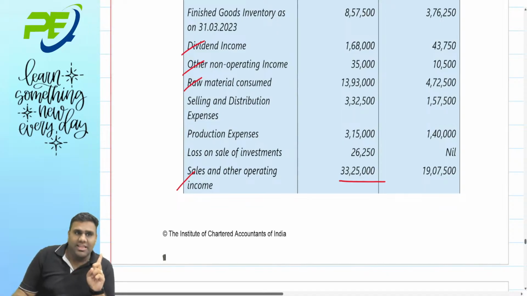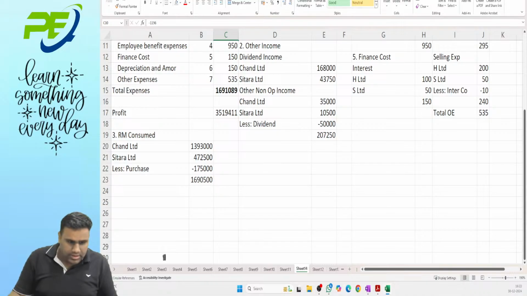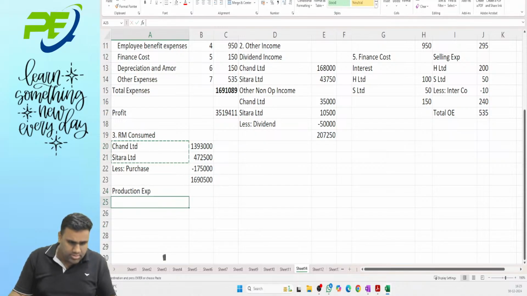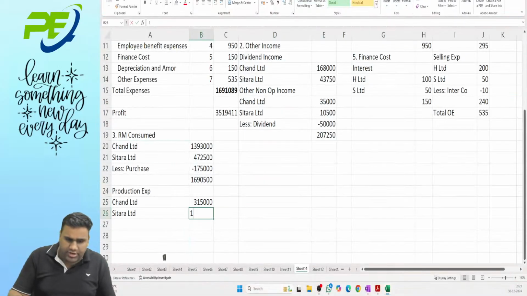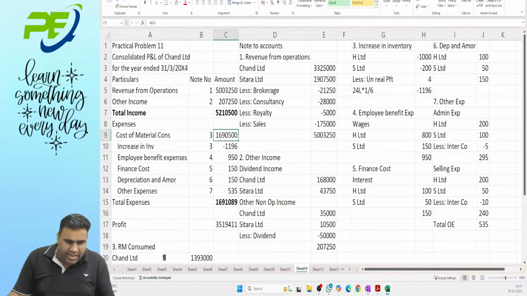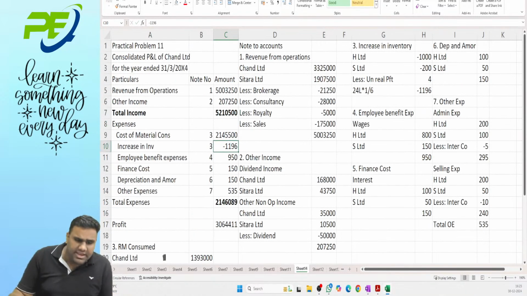Now, same mistake we did in the production expenses. We included in material consumed. So the production expenses, 3 lakh 15 and 1 lakh 40. So total raw material consumed 2145 500. Everyone, is it clear?